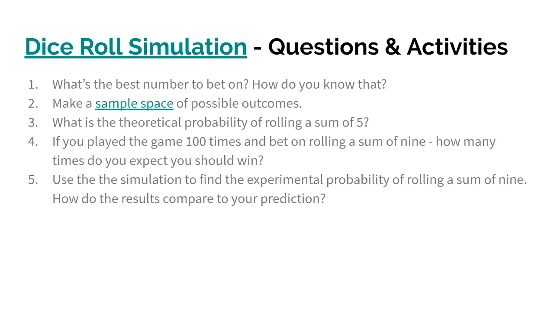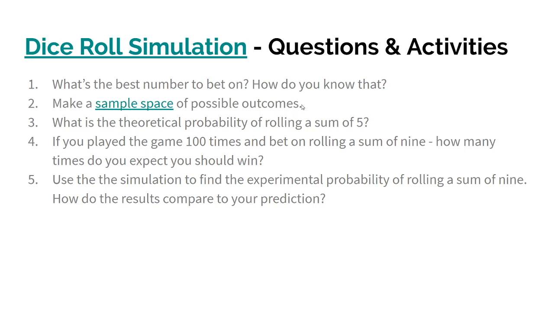So question 1, what is the best number to bet on? How do you know that? If you're not sure, run the simulation a few 100,000 times and make your decision that way. Number 2, make a sample space of all the possible outcomes. If you do not remember what a sample space is, you can click here to watch a video, and that should help you out. You are going to have to actually make your sample space though, because you need it to answer some of the other questions, so please don't skip this part.